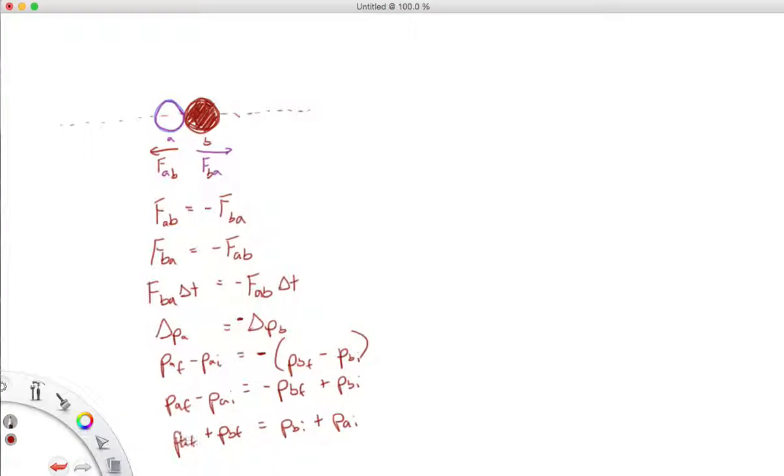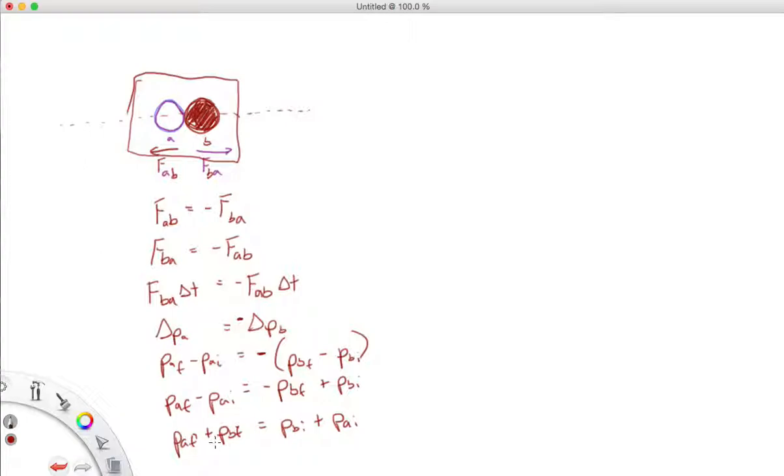So this means the final momentum of A plus the final momentum of B should equal the initial momentum of B plus the initial momentum of A. So if we're just considering this system here with just these balls, nothing else, the momentum that they have before added together will equal the momentum that they have afterwards added together. Holy crap! That's amazing! Your head should just explode. The momentum before equals the momentum afterwards. So the total momentum before equals the total momentum afterwards.